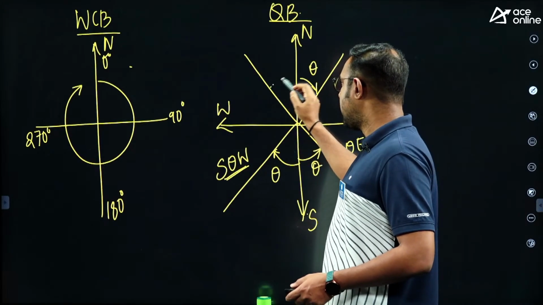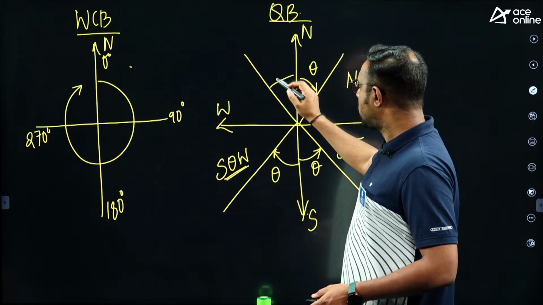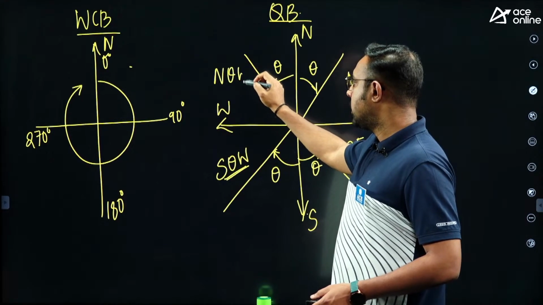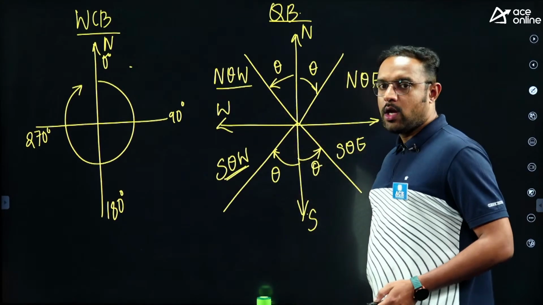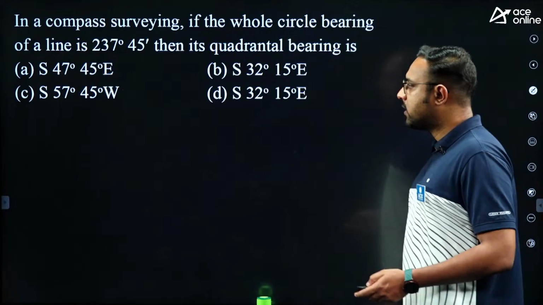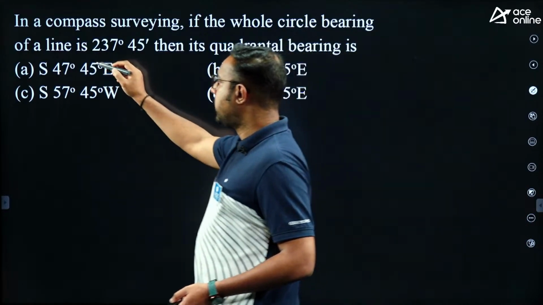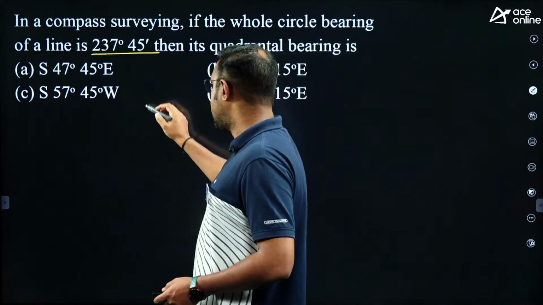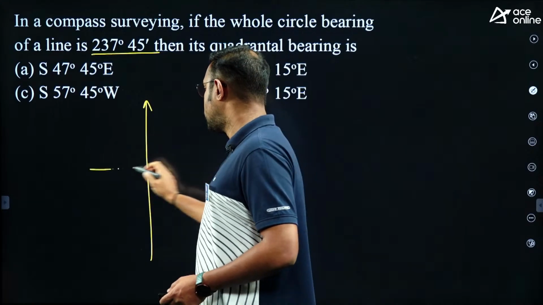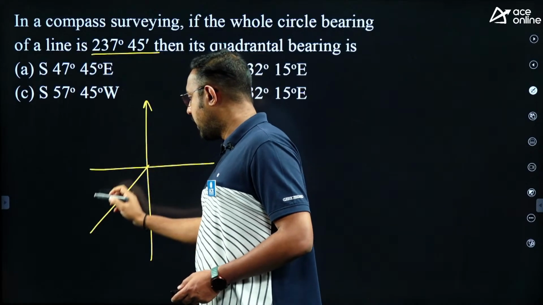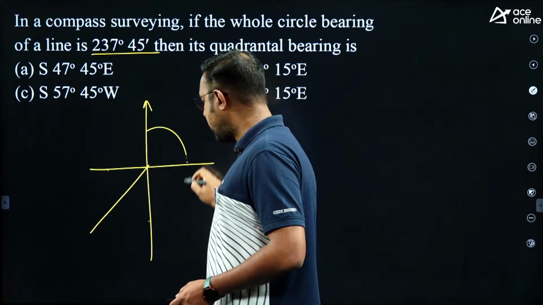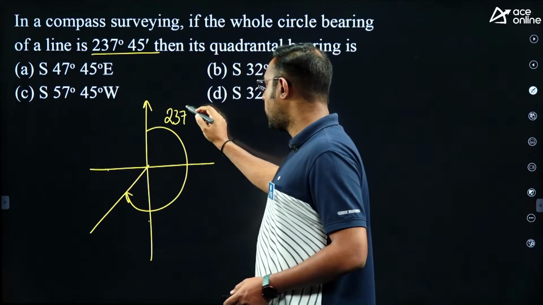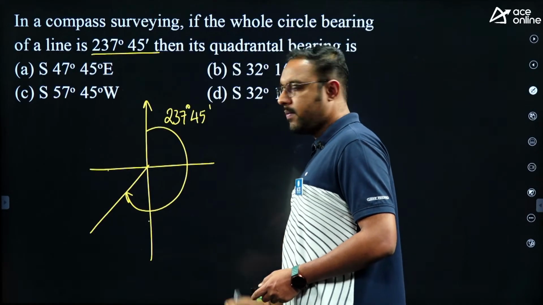And finally, if this is where the line lies, this becomes your acute angle theta, and the reduced bearing of the line will be north theta west, because it is lying in the northwest quadrant. Now let us look at this particular question. What is the whole circle bearing? 237 degrees and 45 minutes. So the line has to be here, in between 180 and 270 degrees. This angle is what they are saying as 237 degrees 45 minutes.